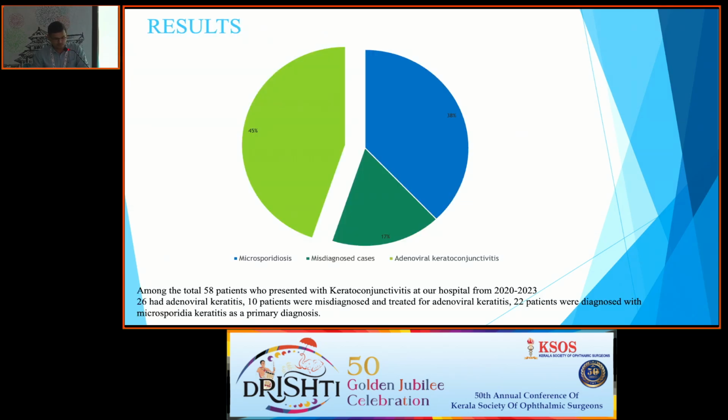So among the total 58 patients who presented with keratoconjunctivitis, we had 22 patients who were diagnosed as microsporidiosis as primary diagnosis. There were 10 patients who were treated elsewhere and misdiagnosed as adenoviral disease who presented to our center, and we had documented 26 adenoviral cases in our center.